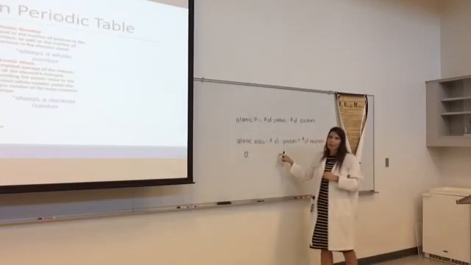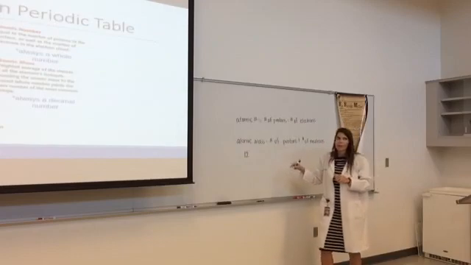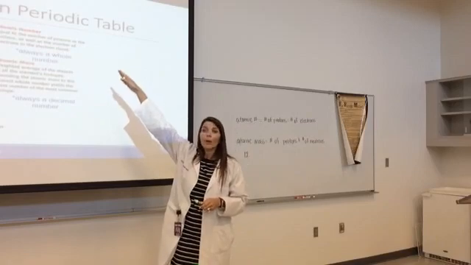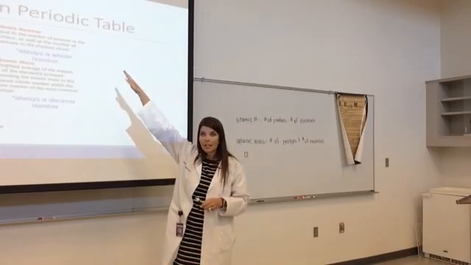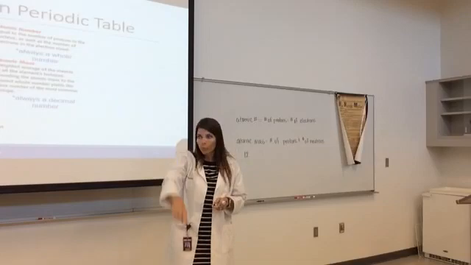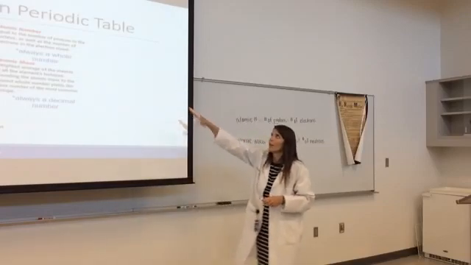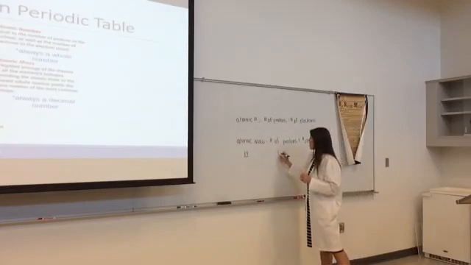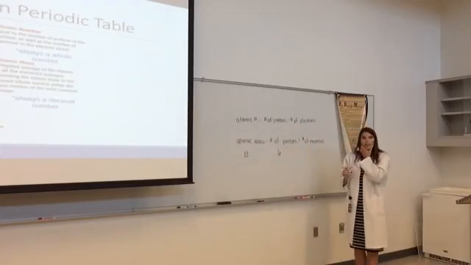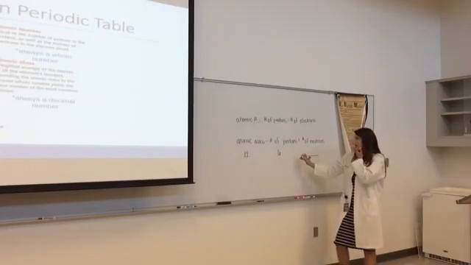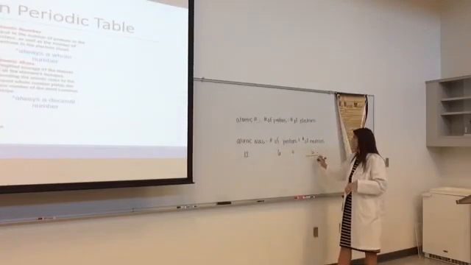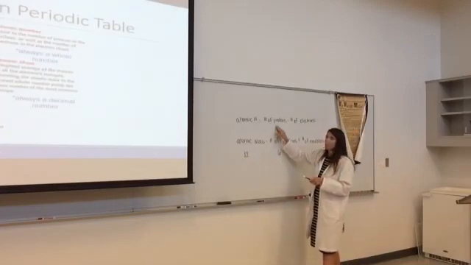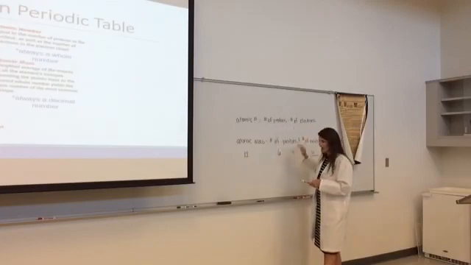Do you know how many protons I have? How do you know I have 6? The atomic number is 6, and it's equal to the number of protons. So I already know the number of protons is 6. So how many neutrons do I have? 6. Do you know how many electrons I have? 6, because the number of protons is always equal to the number of electrons.